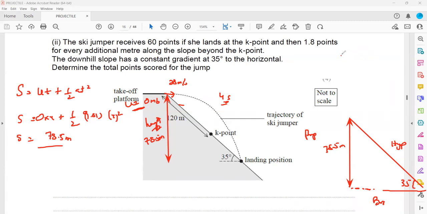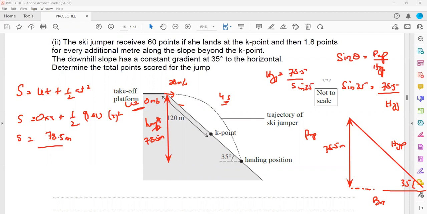So I can use sine theta. As we know, sine theta is equal to perpendicular divided by hypotenuse. So sine 35 is equal to the perpendicular, which is 78.5, divided by the hypotenuse, which we don't know. We cross multiply, so the hypotenuse will be equal to 78.5 divided by sine 35. This will give us the hypotenuse of this triangle, which is 136.9. So 136.9 meters is the total distance it has covered on the inclined surface.